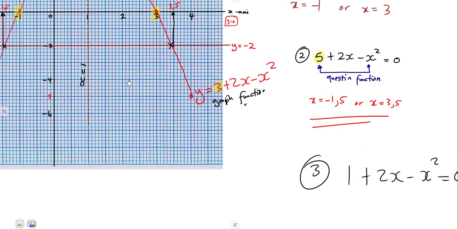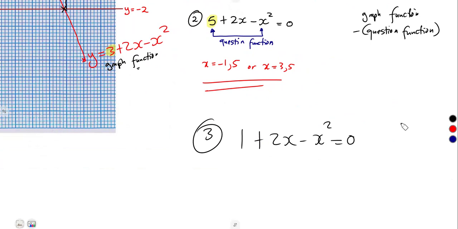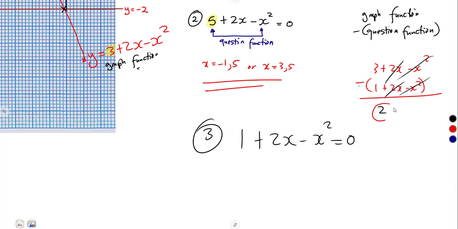From this graph, you can see that this is different. We are given 3 plus 2x minus x squared, this was the graph, but our question is totally different. So when it is different from the graph, you have to subtract graph minus question. So our graph function, 3 plus 2x minus x squared, subtract the question function, 1 plus 2x minus x squared. So the difference is the one that you're going to draw. 3 minus 1, that's a 2. 2x and 2x cancel, minus x squared and minus x squared cancel.